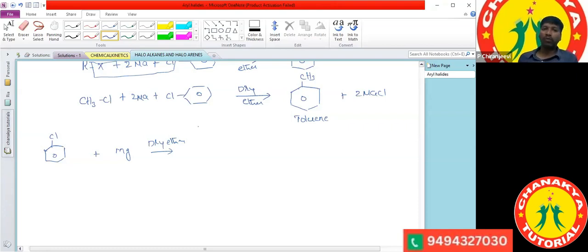What is the product formed? Same reaction we had seen with alkyl halides also. We gave some name also for that: Grignard reagent. Do you remember what is meant by the Grignard reagent? Any one of you?